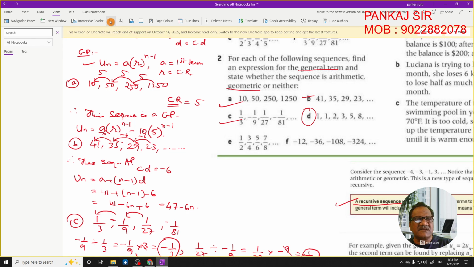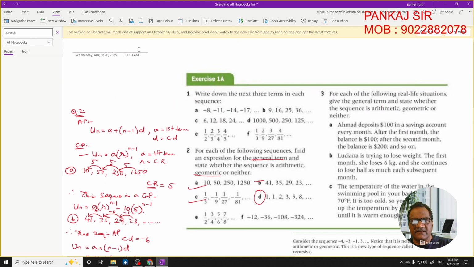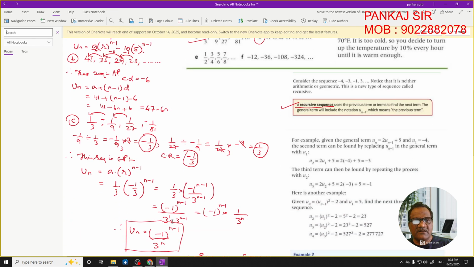I have to minimize a little. Okay, fine. Now the whole screen can be visible, right?